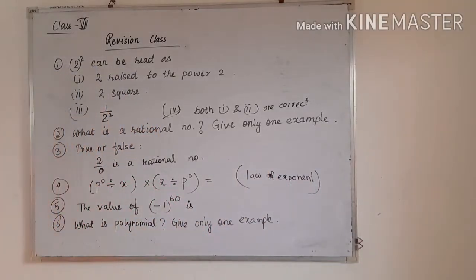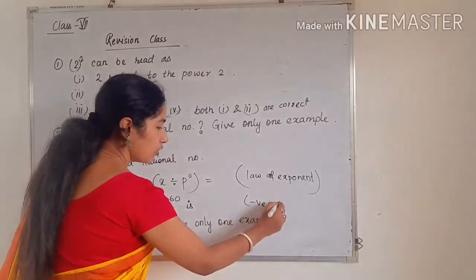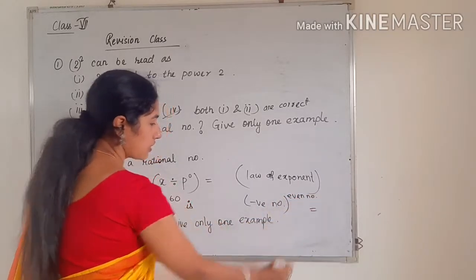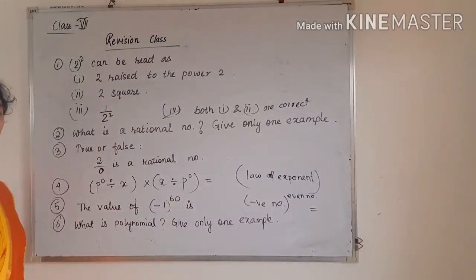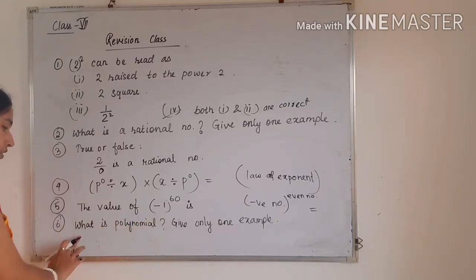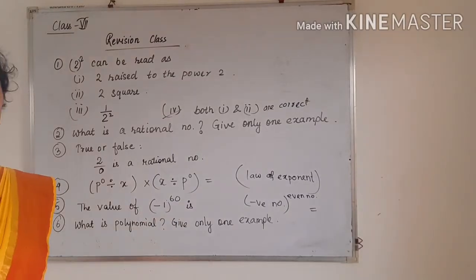Next, number 5. The value of -1 to the power 60. So we know that a negative number to an even power is what? I already discussed it in the video lecture and you have written it in your copy also. So just go through that. Next is, what is a polynomial? Give one example, only one example.